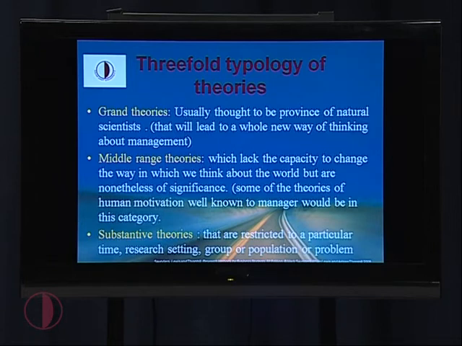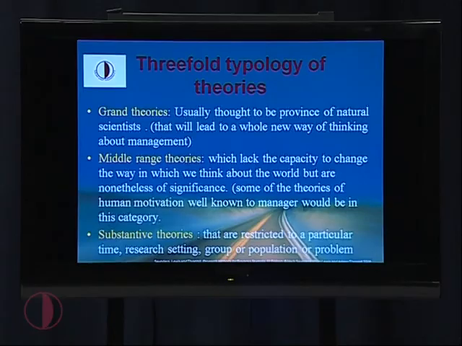But that will lead to a change in our thinking, as when we adopt innovation, we adopt e-commerce, e-business, we need something like TAM, the technology acceptance model, or innovation diffusion theory. It will need time to let people accept and adopt these new items or this new way of doing business. Middle range theories are most of the business research, or the research in the social sciences. They lack the capacity to change the way in which we think about the world, but have significance.